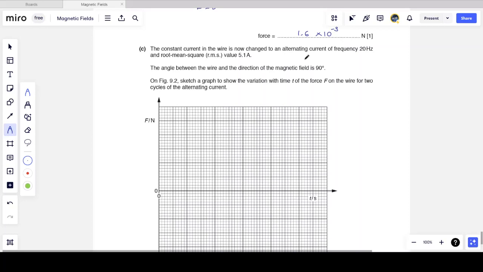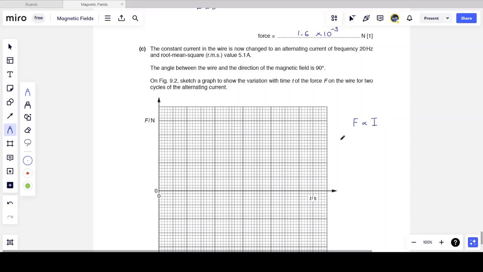How am I going to know how a force varies with time? Well, I don't really need to know how the force varies with time, at least for now. But what I do know is the current is varying with time. But what I also know is that the force is related to the current. If all I do is change the current, but I leave the length the same, I leave the flux density the same, then the force is proportional to the current. As the current fluctuates, so too does the force on the wire.